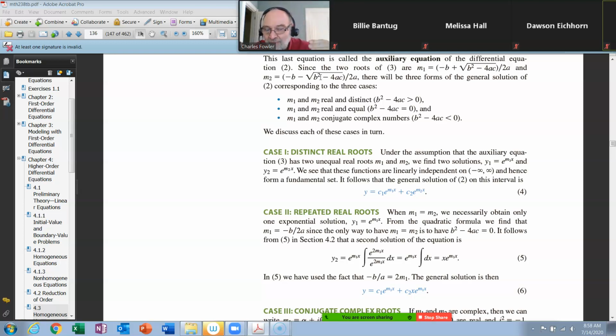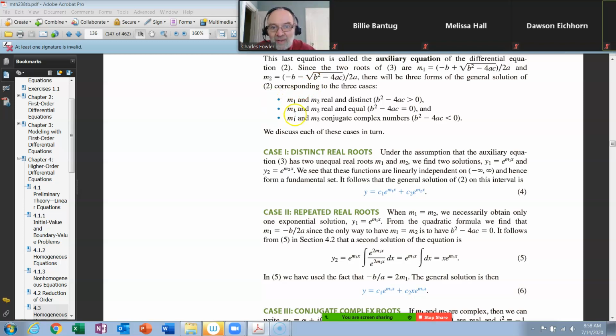Okay, so there's the second case. If the discriminant is positive, you have two real distinct roots. If that discriminant is 0, you only have one. You have two real roots, but they're the same number. Okay, hang on to that one.